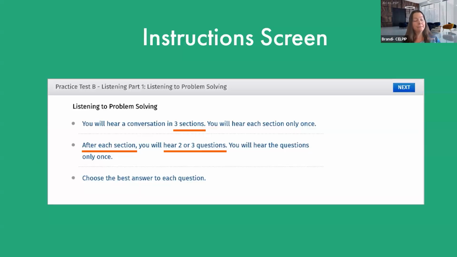So here's an example of your listening part one. You can see that right up in the top part of the screen. And you've got about 3 bulleted points with lots of instructions. I went ahead and underlined in orange, really the main parts we need to remind ourselves of. Here's the thing though, when you've studied for CELPIP and you've prepared so many times before you actually take the real test, you're going to know that listening part one has 3 sections.